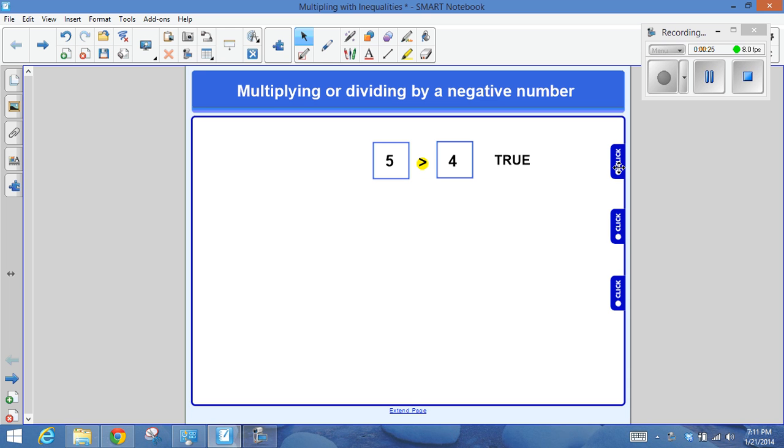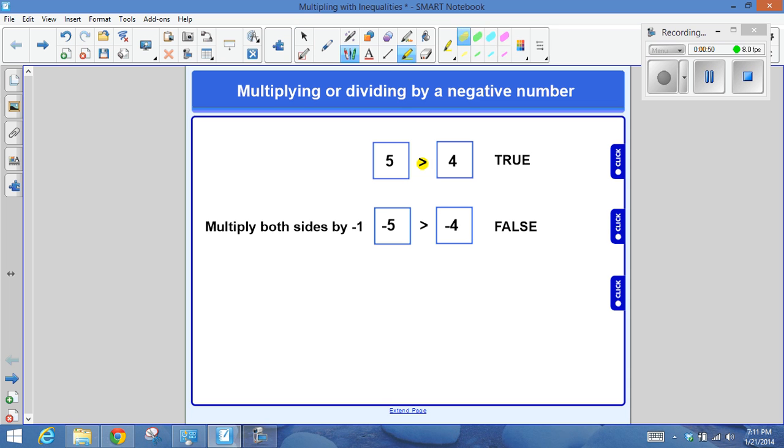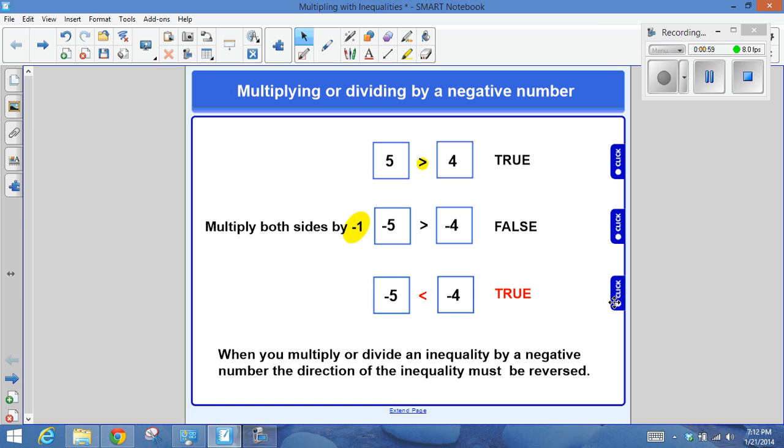Let's see. So if I have 5 is greater than 4, that's true. But if I multiply both sides by -1, so that I now have -5 and -4, it's not true anymore. Something happens when you multiply by that -1 that changes things, and it makes my sign in the middle wrong. But if I flip my sign the other way, it's true again.